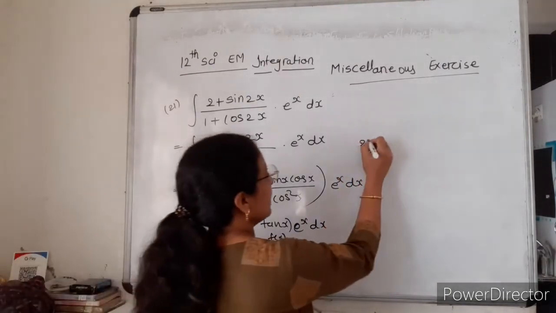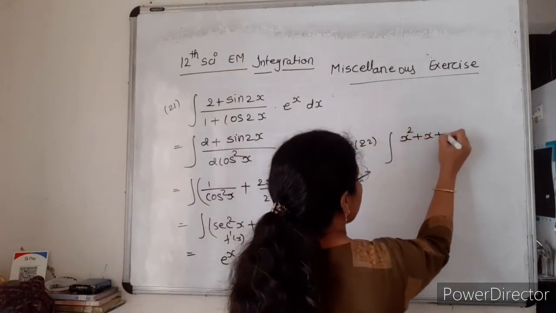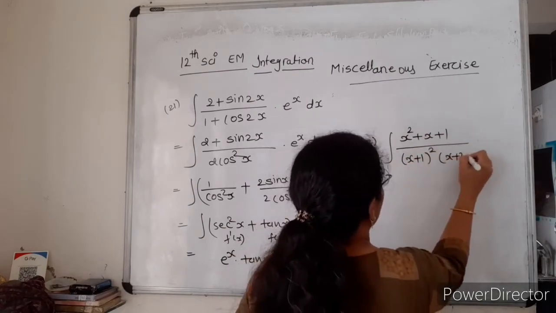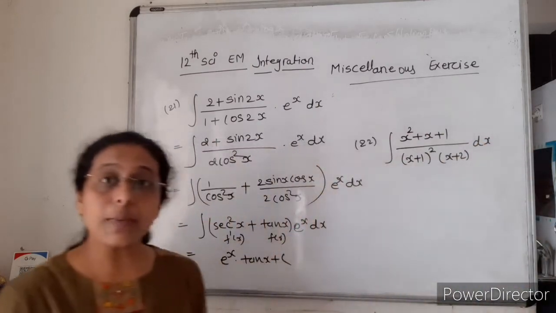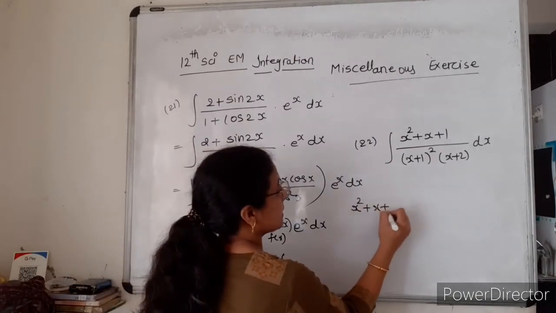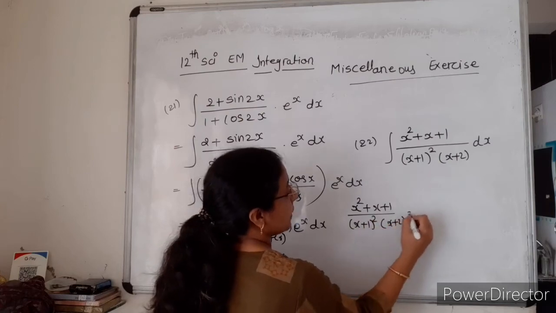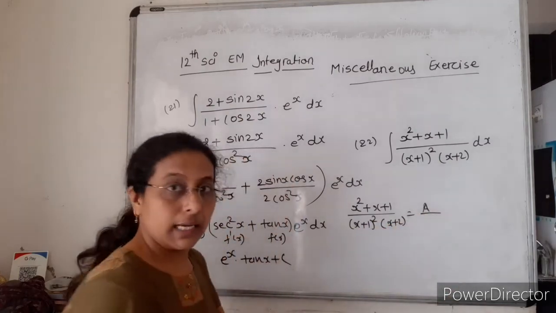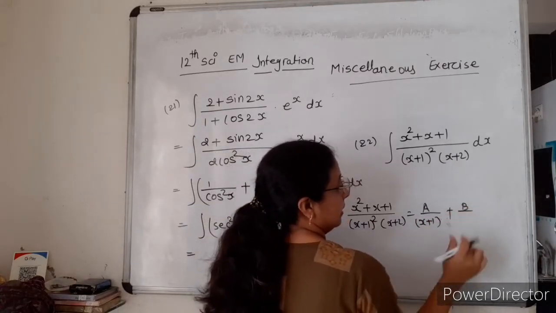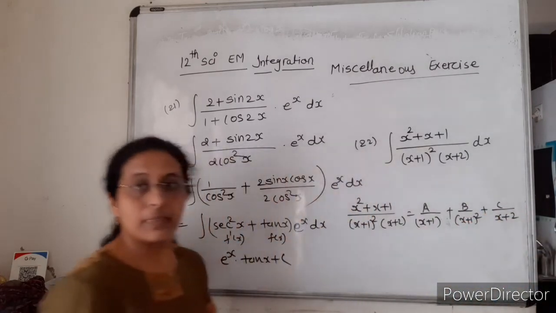Now the question number 22 is x square plus x plus 1 upon x plus 1 whole square x plus 2 dx. Now this method you know how to do, right? So it is x square plus x plus 1 upon x plus 1 whole square x plus 2, that is a upon x plus 1 whole square, x plus 1 whole square x plus 2, right?